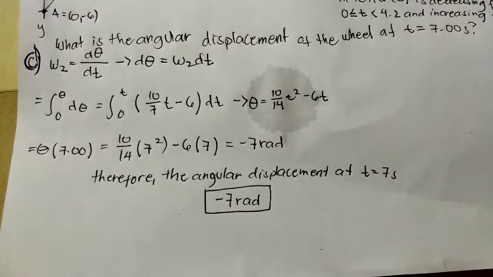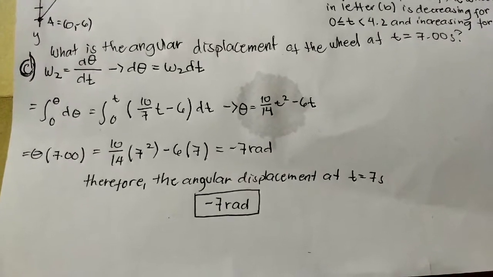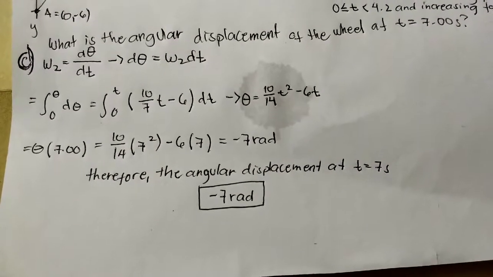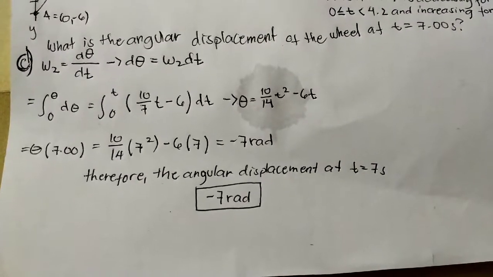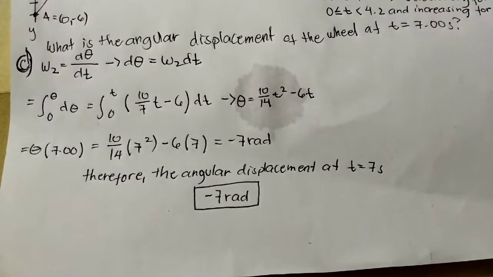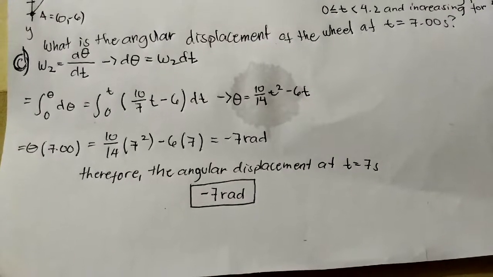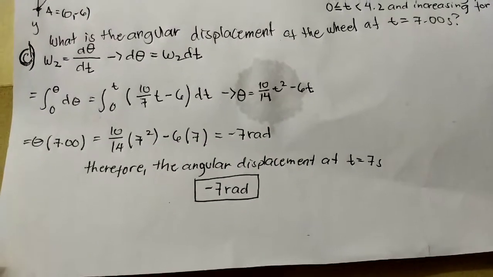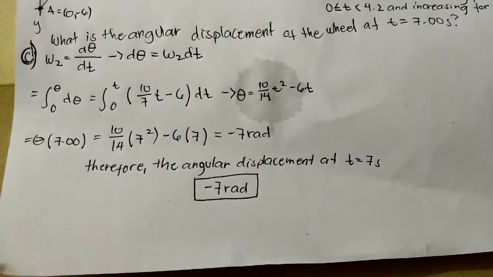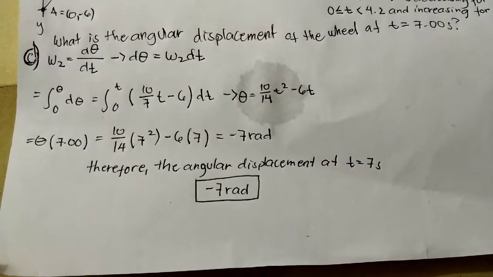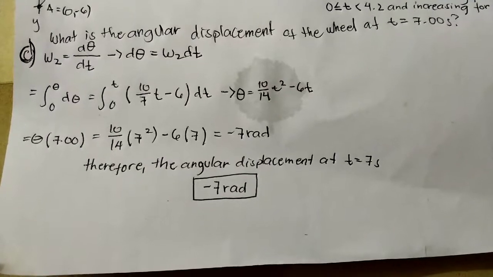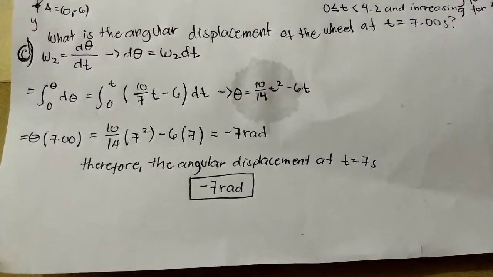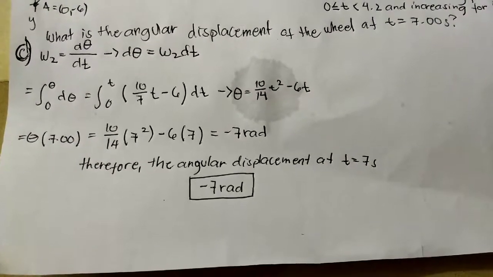And question C: what is the angular displacement of the wheel at time equals 7 seconds? Since angular velocity is equal to dθ over dt, to find the angular displacement, we use dθ equals ω_z dt. So, the integral from 0 of dθ equals the integral from 0 to t of (10 over 7 t minus 6) dt, which implies θ equals 10 over 14 t squared minus 6t.